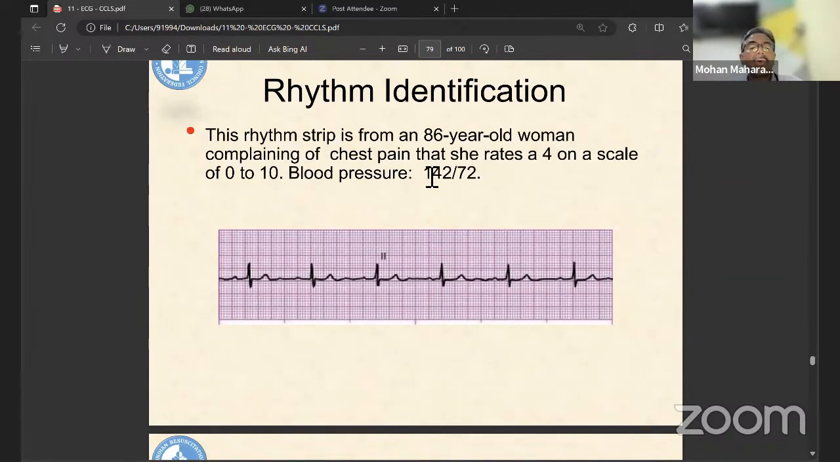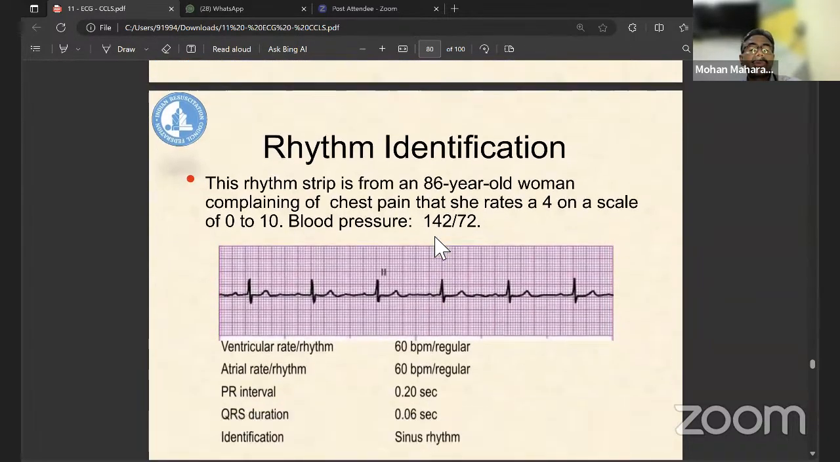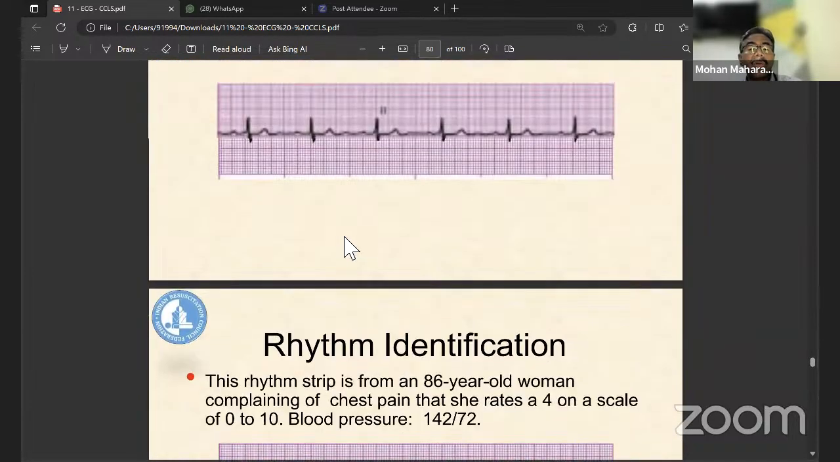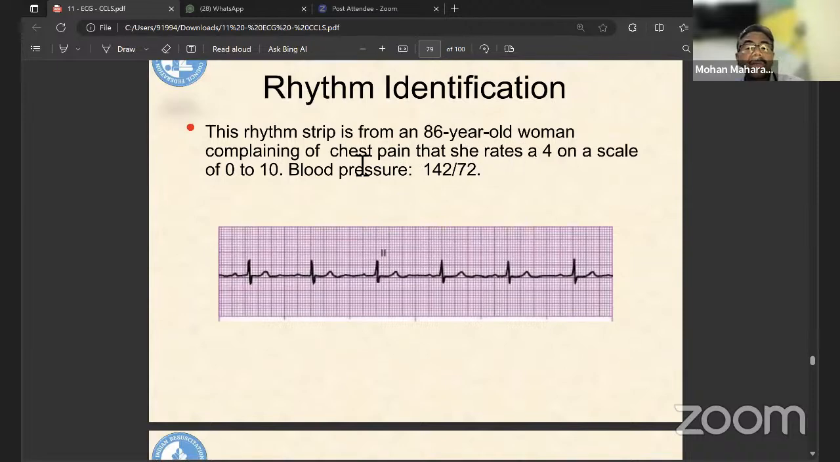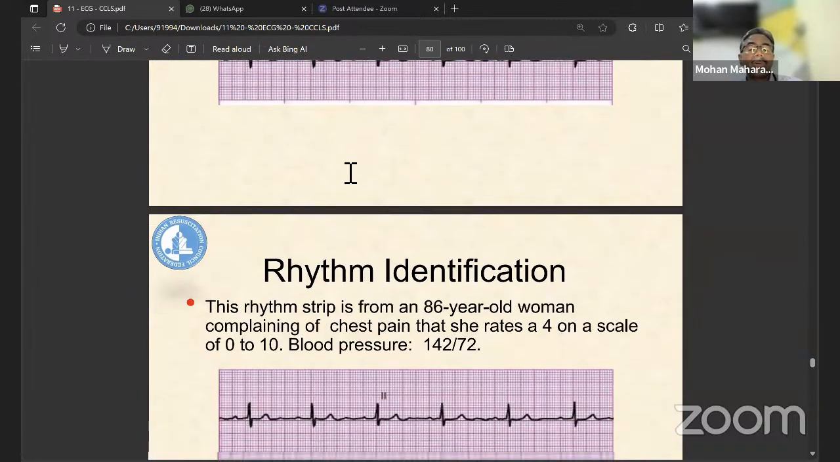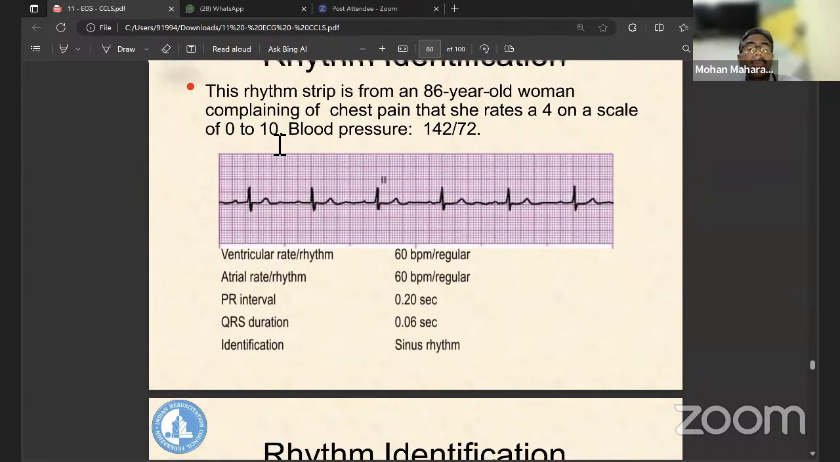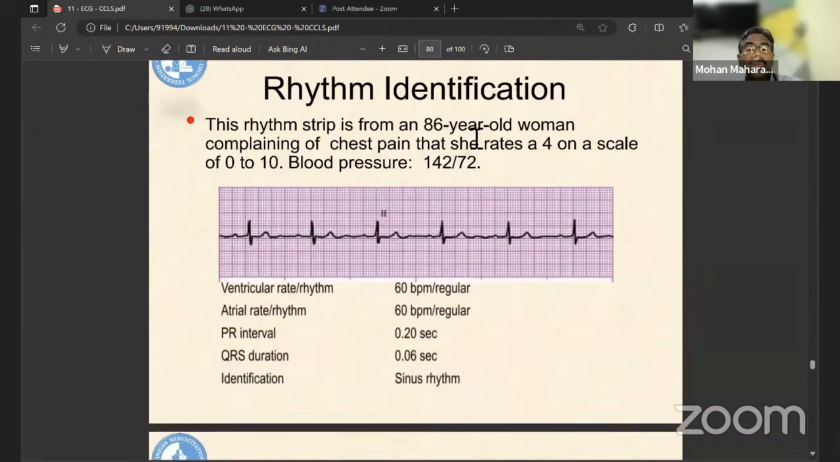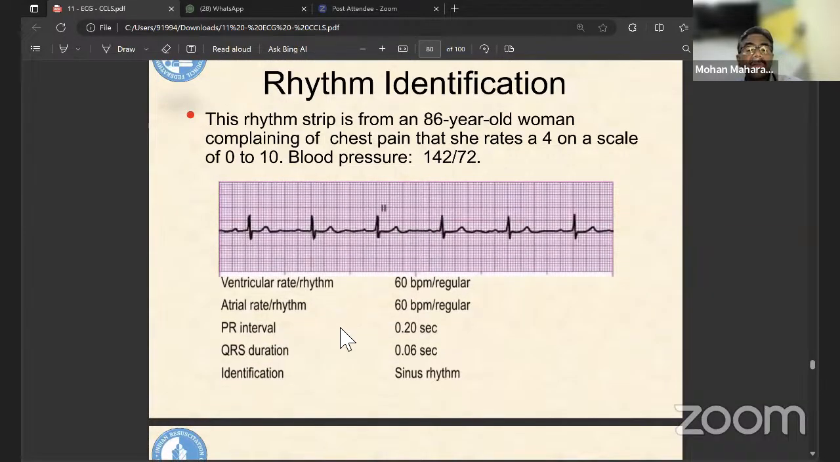So it is an 86 years old woman complaining of chest pain that she rates 4 on a scale of 10. Please look at here, when you're looking at, look at the "she rates", because chest pain that she rates 4 on a scale of 10, that's a visual analog scale. Blood pressure is 140 over 72, so there's no issue of blood pressure. 60 beats per minute.